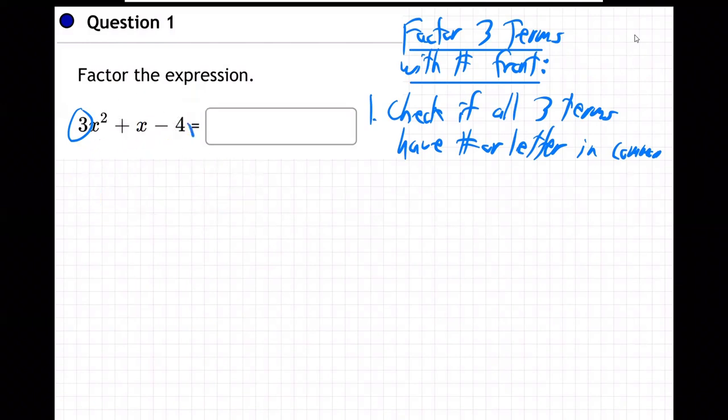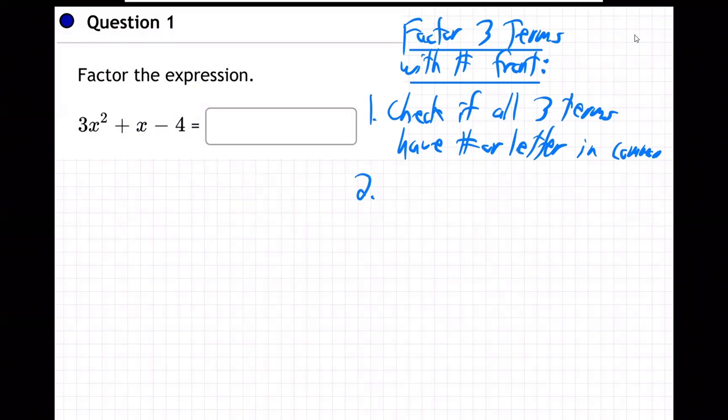Or if they all had an X, I'd say, oh, they all have an X, factor out an X. Anyway, that's not the case. Don't need to worry about that. On we go. So it's just good to check. It's not here. Step number 2.